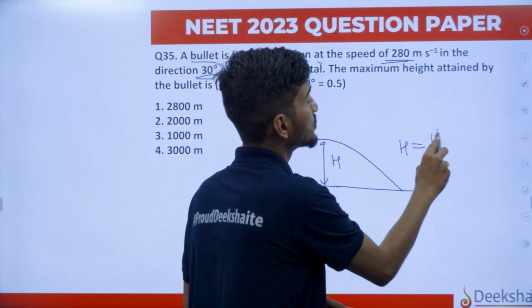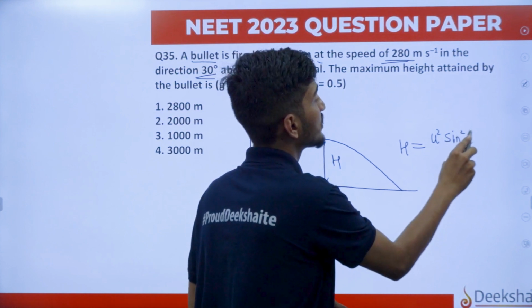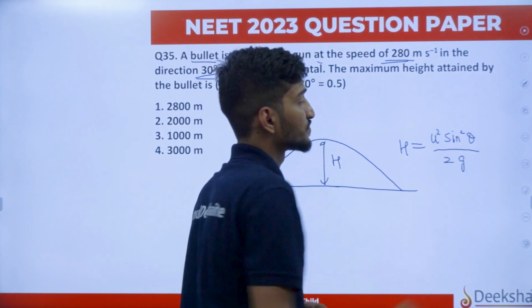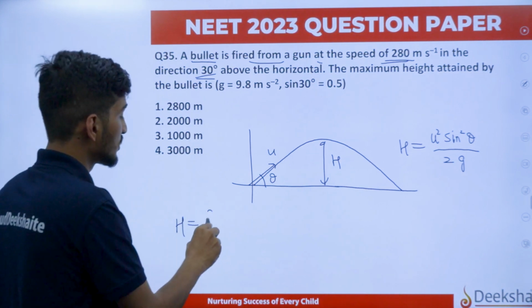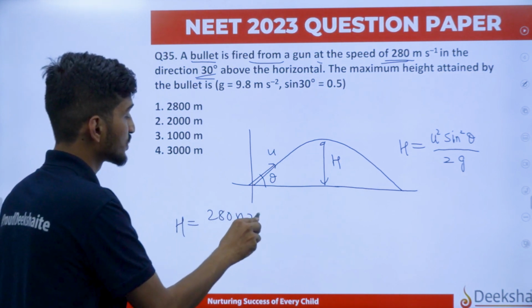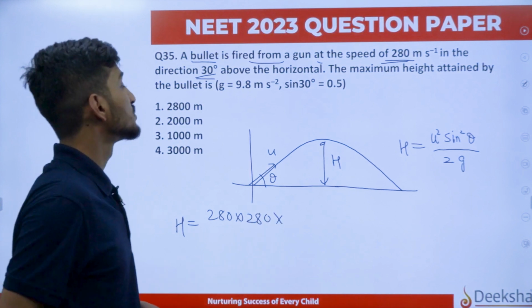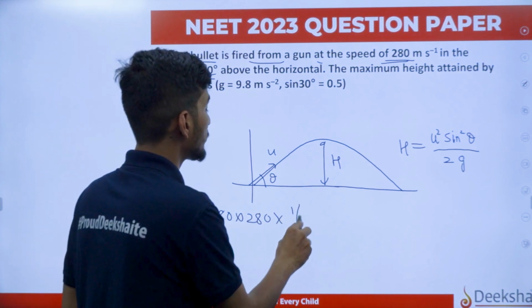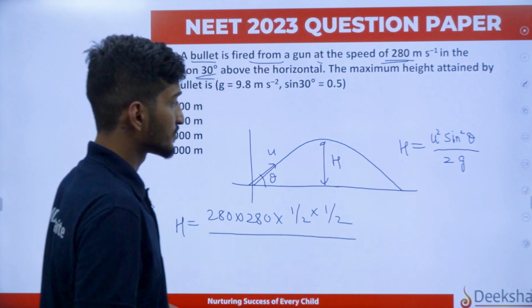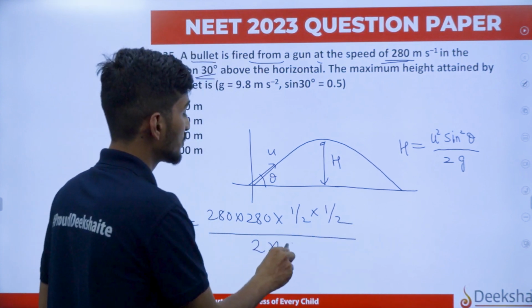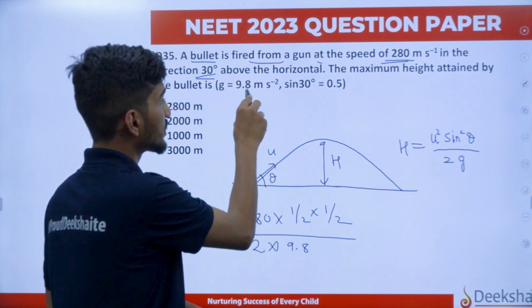H max is u square sine square theta by 2g. So let's put all the values here. Let's see what the calculation comes out to be. 280 square into sine square theta. So 1 by 2 into 1 by 2, divided by 2g. So 2 into 9.8. That's what they asked us to take.